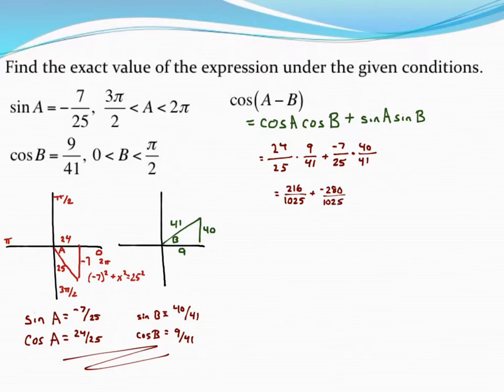Once again, we'll always have the same denominator for these problems. And because of that, I can very easily combine this into a single fraction. Add the numerators, I get negative 64 over that denominator of 1025. And so there is my answer to this question.